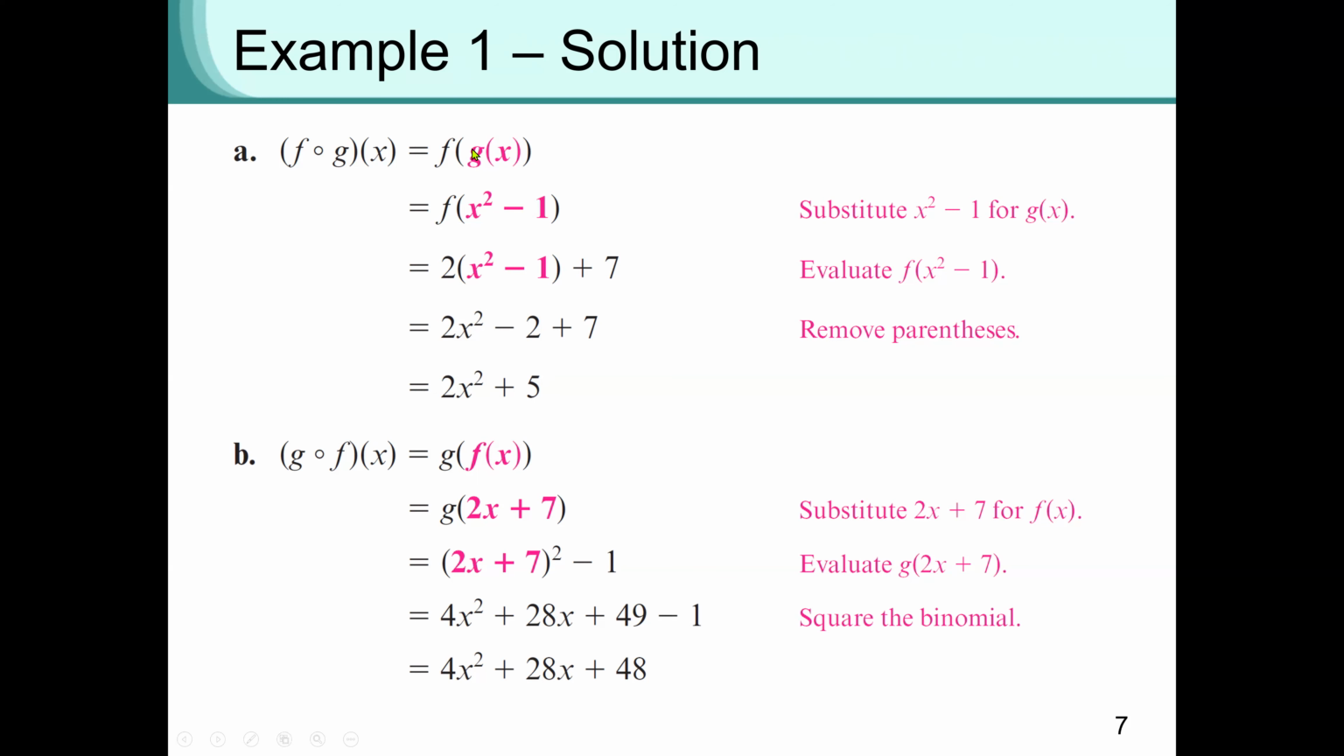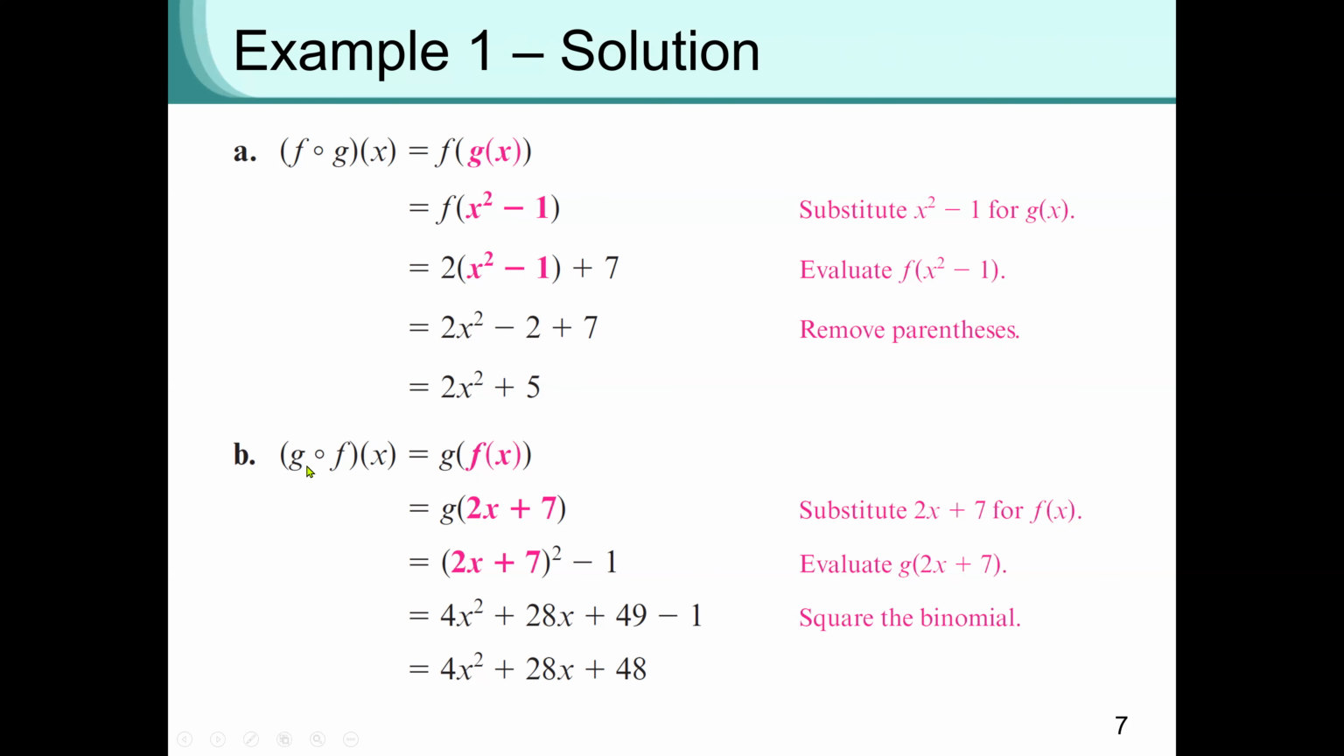Now, since the function f is 2x plus 7, it will be 2 times x squared minus 1 plus 7. I mean, g at x is x squared minus 1, and the function f is 2x plus 7. So we substitute x squared minus 1 for x, and we get 2 multiplied by x squared minus 1 plus 7. Then we solve it.